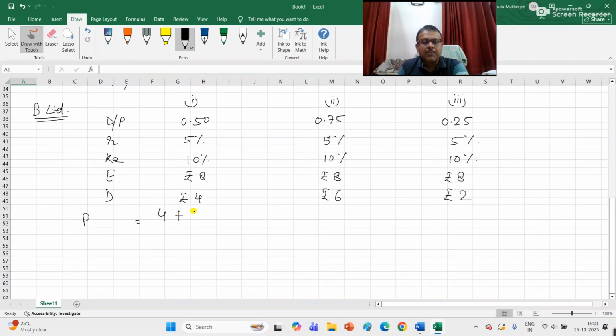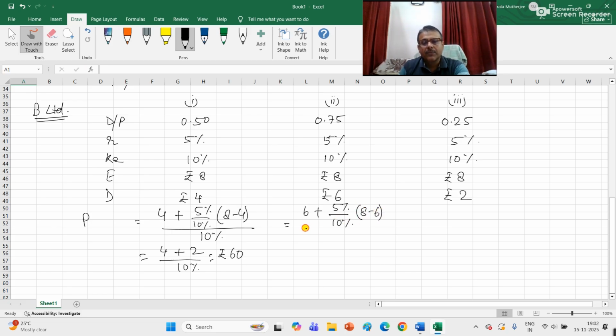So 4 plus 5% by 10%, multiplied by 8 minus 4, by 10%. So you have 4 plus 2, that is 4 into 0.5, you will get 2, divided by 10% is rupees 60. Then in situation 2, we have 6 plus 5% by 10%, then 8 minus 6 divided by 10%. So we have 6 plus 1 by 10% is rupees 70.